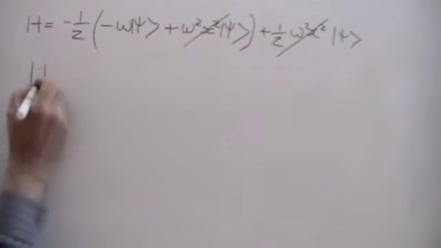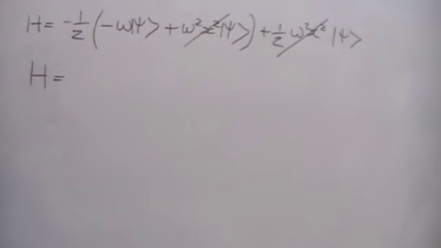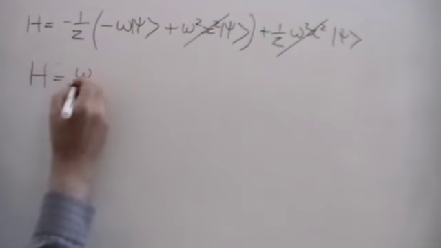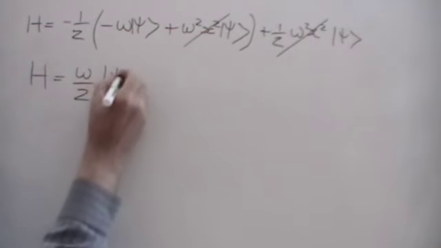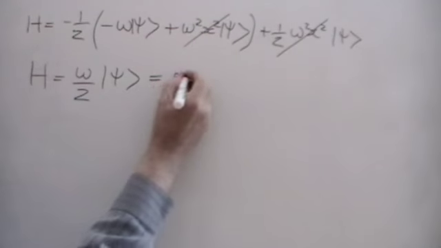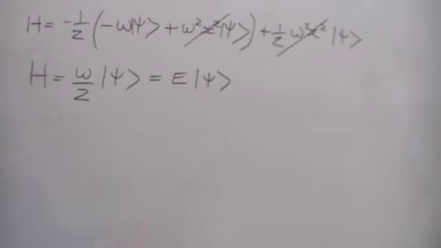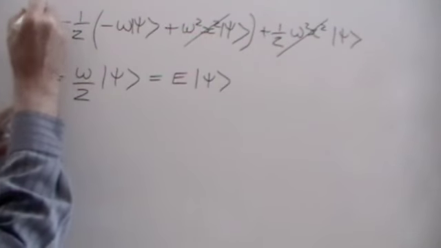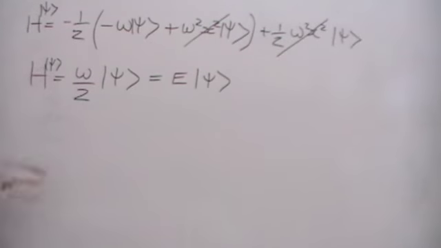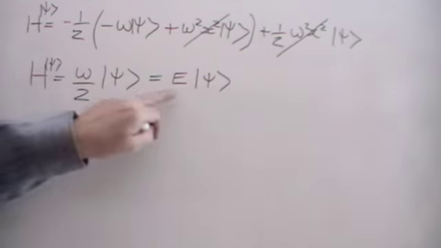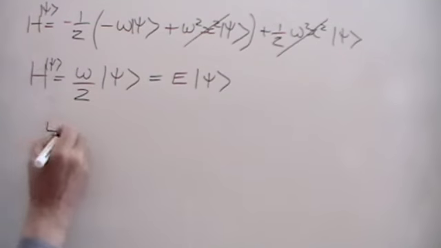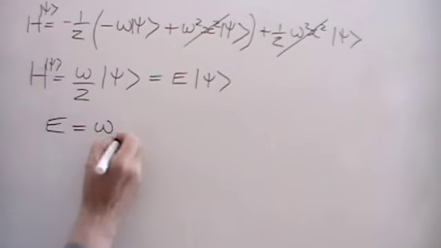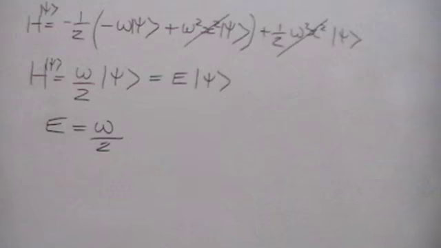And what you're left with is that h is equal to minus a half times minus omega, which is just omega over 2, acting on psi, and that equals, of course, E psi. Sorry, h should be acting on psi in each case here. So h acting on psi is omega over 2 psi, which is E psi, and that means that E is omega over 2. And now you can easily see where the h bar goes.